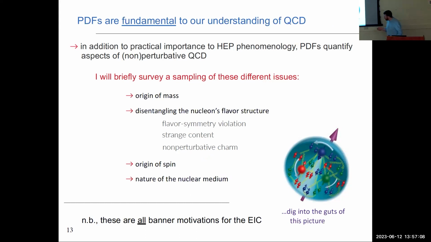So I tried to convince you that we care about this as high energy particle physicists. At least if we want to do very precision phenomenology, we have to know the PDFs very well. What I want to mention very quickly, and I'll march through these results in just a couple of minutes, is that the PDFs are fundamental, not just in that practical sense, but also because they're very closely bound up with our understanding of QCD. And that's really the name of the game as far as the electron-ion collider. It has all of these various banner motivations that are not quite high energy physics motivations necessarily, but they're interesting from the perspective of QCD nonetheless.